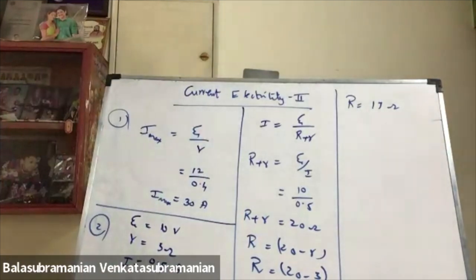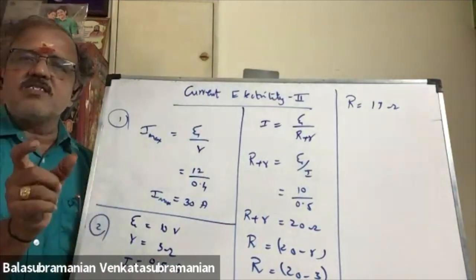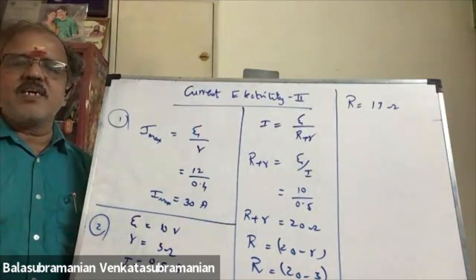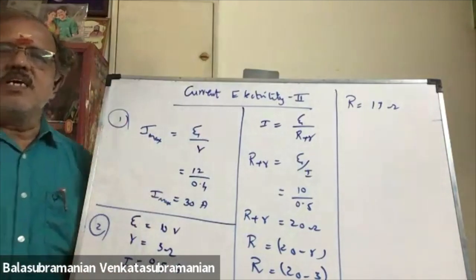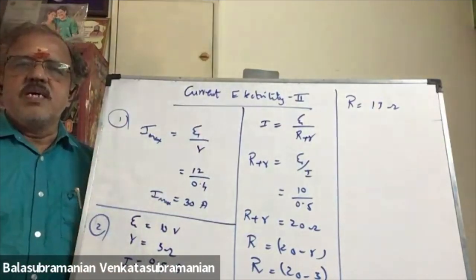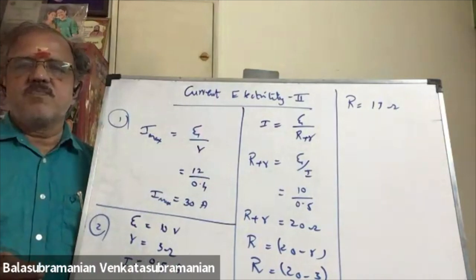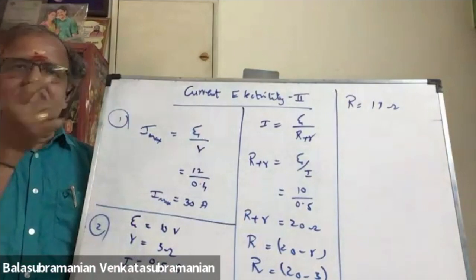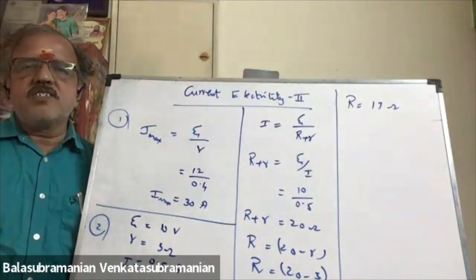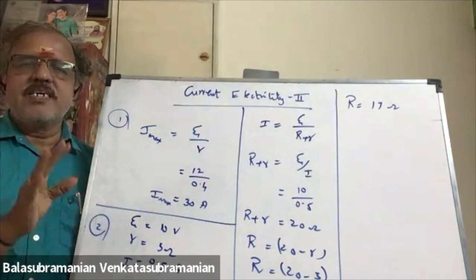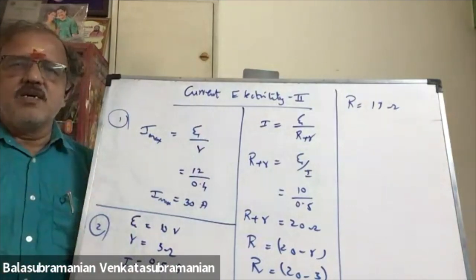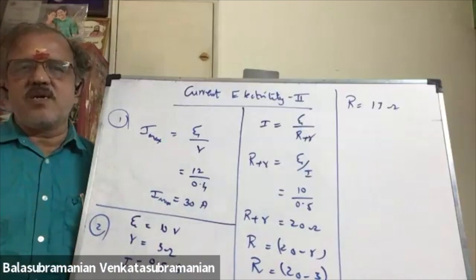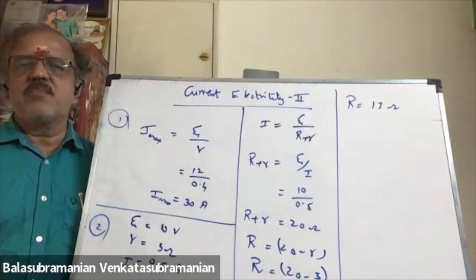17 ohms. Terminal voltage means, across the voltmeter, what is the voltage you are measuring? Definitely it is less than the EMF value. EMF and potential difference: the main difference is that the maximum value of potential difference is EMF. It can show the maximum value or less than that. Because internal resistance is there, V is always less than psi. Psi is called the maximum EMF.